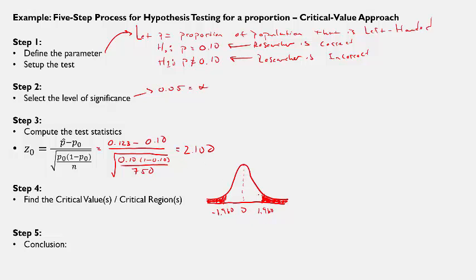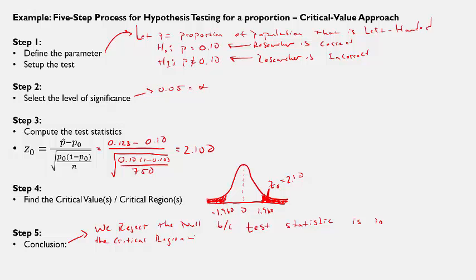Look at my test statistic. It's just past it, right here. It's in the critical region. It's past this 1.960. So what do we do? We reject the null, because the test statistic is in the critical region. What does this suggest? It's basically saying evidence supports the alternative, and the evidence suggests the researcher is incorrect.